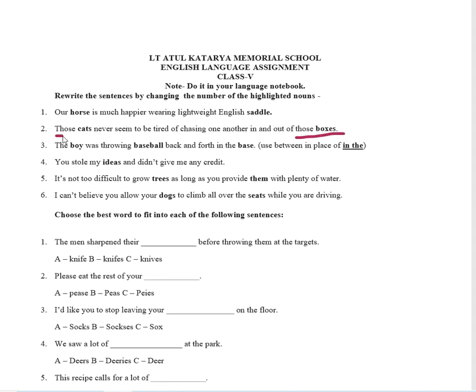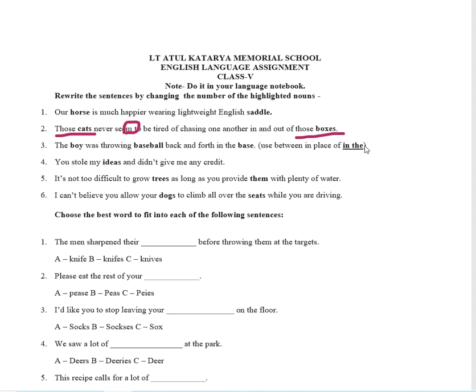Again, those boxes are plural. Clear? So this sentence is basically plural which we need to change into singular. So what will be the singular? This cat never seems. Over here we will add one s in the singular form. Seems to be tired of chasing one another in and out of that box.